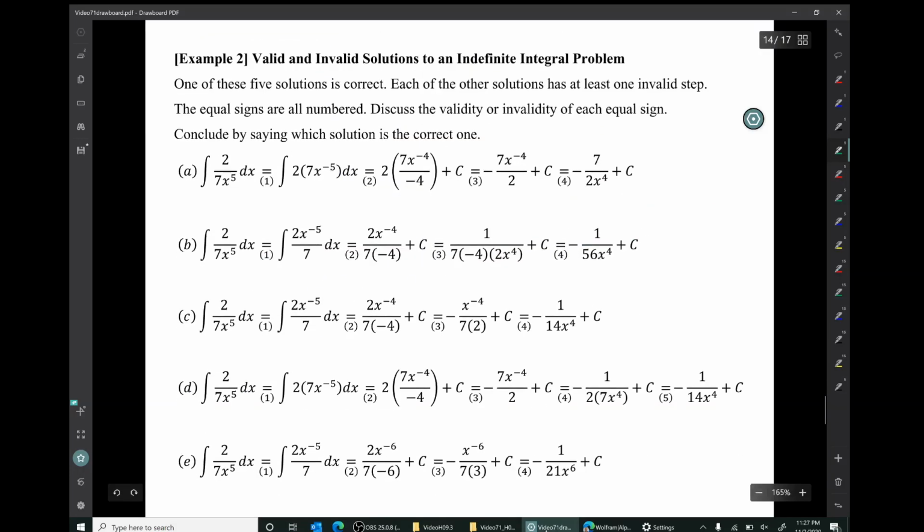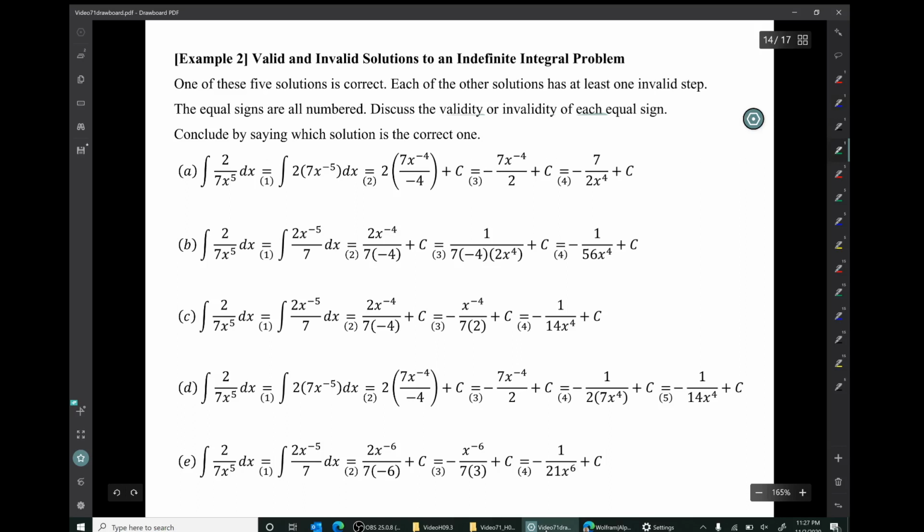Let's go on. In example 2, I want to consider valid and invalid solutions to an indefinite integral problem. In this problem, one of these 5 solutions is correct. Each of the other solutions has at least one invalid step. The equal signs are all numbered, so our job is to discuss the validity or invalidity of each equal sign. Conclude by saying which solution is the correct one. Now this will be fairly tedious, but it's very productive to do this exercise. So let's just dive in.